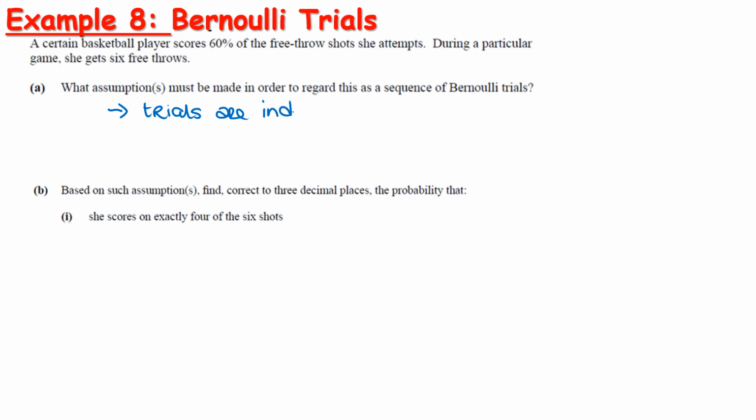Now, is that always true? We've seen examples of similar questions where they are not independent, where if you miss one, the probability you get the next one is a little bit lower. That might be more realistic, but because all they've told us is we want to treat this as a Bernoulli trial, we'll want to assume that the trials are independent. And that is linked to the second one: the probability of success doesn't change, so it's the same each time.